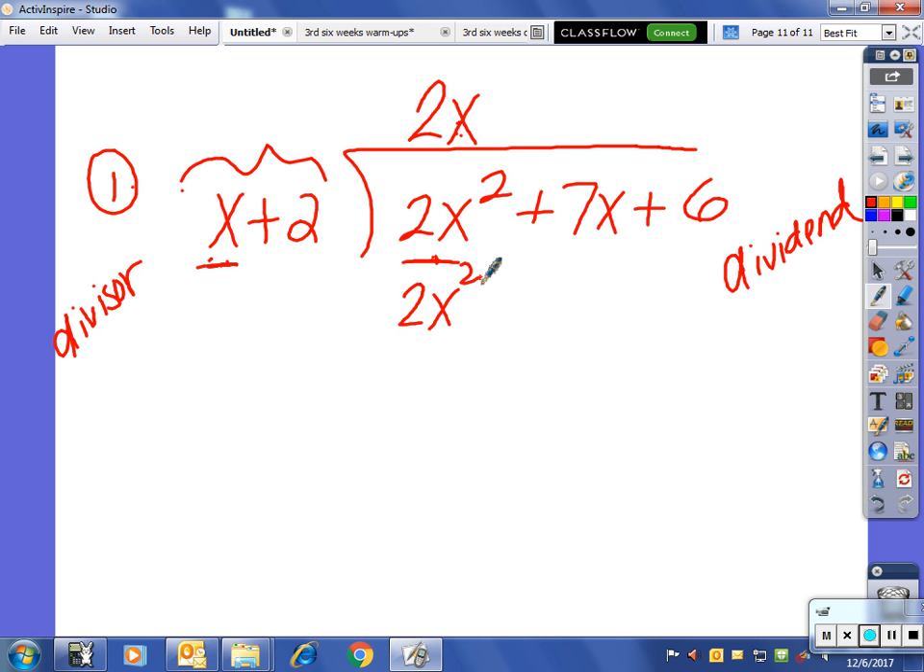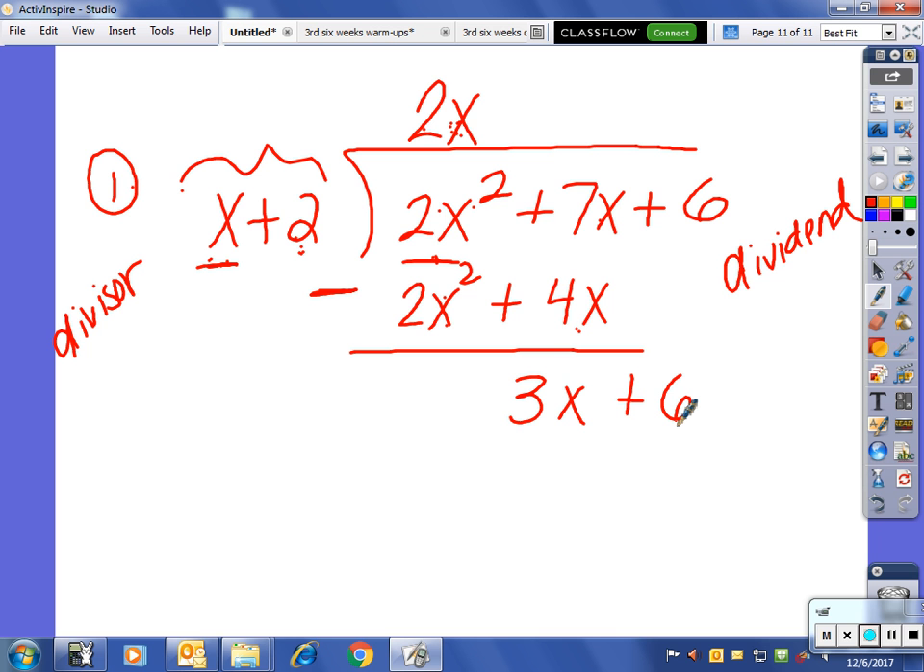We want these to be exactly the same because we don't want any remainder for this part. We want no x squareds left. But I also have to do 2x times plus 2. That's a positive 4x. Now remember in our long division example, what do I do next? I subtract. You want these to disappear. What's 2x squared minus 2x squared? 0x squared. I don't even write that down. What's 7x minus 4x? 3x. What do I do next? Bring down that whole plus 6.